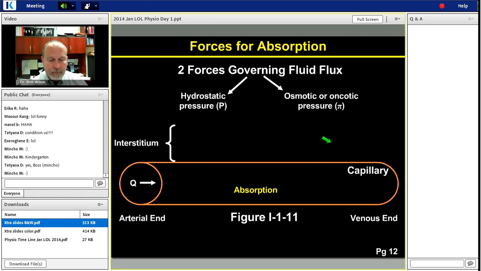All right, now how about forces for absorption? Well, the first is the osmotic force in the capillary. In other words, the oncotic force in the capillary.